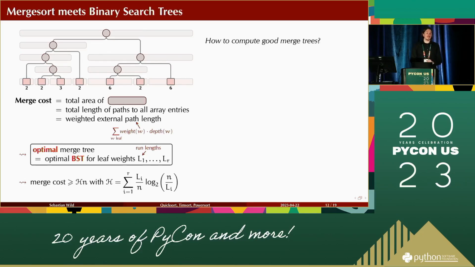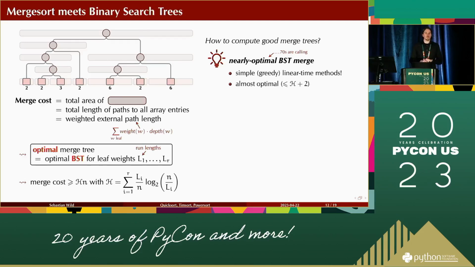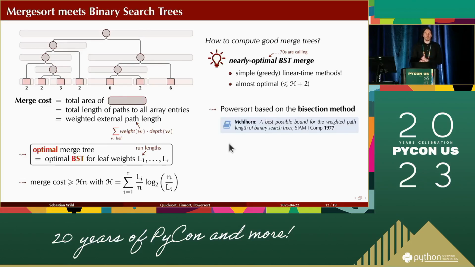Now, at that point, that's a well-known problem, so I kind of knew the literature already, so that was lucky. So I could just go through the options. There's this quadratic time dynamic programming algorithm to find the optimal tree. That's not really interesting, it's way too slow. But there's a little lesser known literature on nearly optimal binary search trees. And these are typically quite simple, greedy algorithms. They're very quick linear time methods, easy to implement too. And they're almost optimal in this sense that I don't want to talk about. And one of those is called the bisection method, and that is the basis of Powersort.